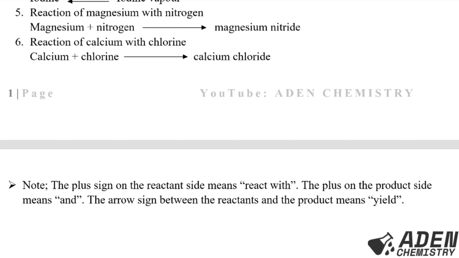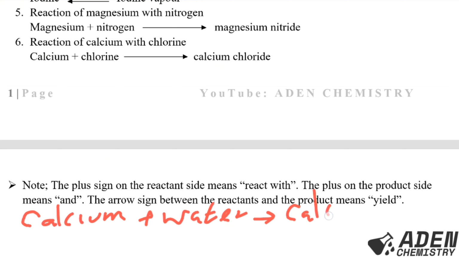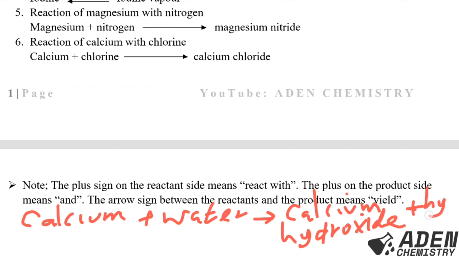For example, if I have a reaction between calcium and water, what we get are two products. One is called calcium hydroxide plus hydrogen. That's what we are going to get. So the plus sign that we have on the product side means and. That means it is calcium hydroxide and hydrogen gas.